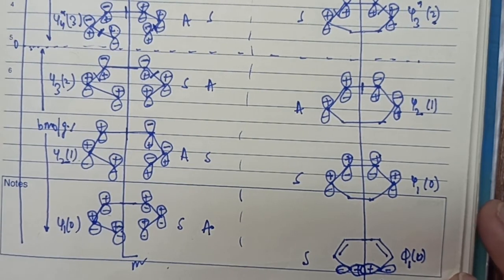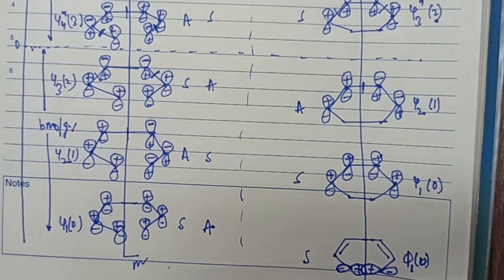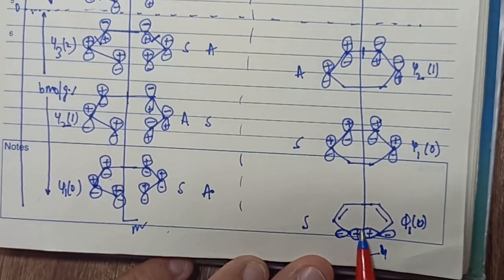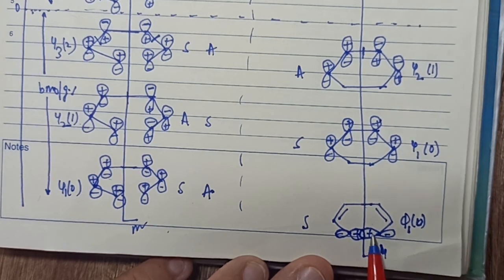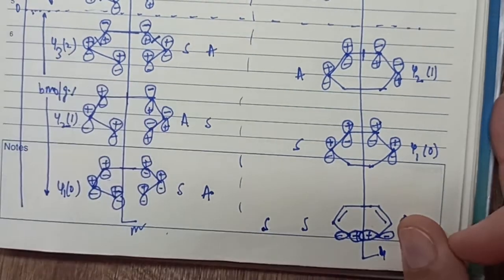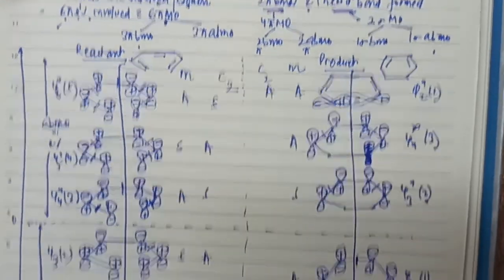And let's now assign the C2 operations. As I've told you, the C2 axis should pass through this one, and should rotate at an angle of 180 degrees. Plus will come here, this plus will come here, we have a similar kind of orbital, therefore this is symmetric. If this is symmetric, the sigma anti-bonding will be anti-symmetric, alternating symmetry.